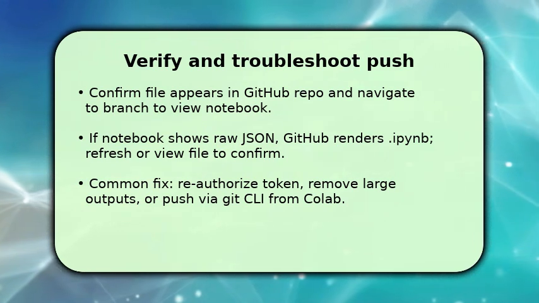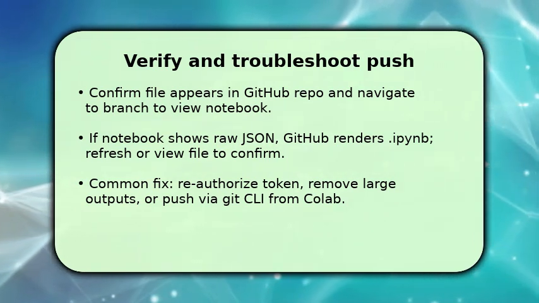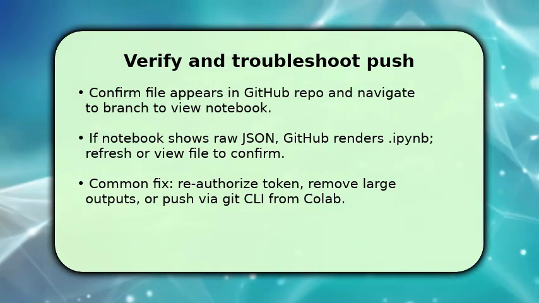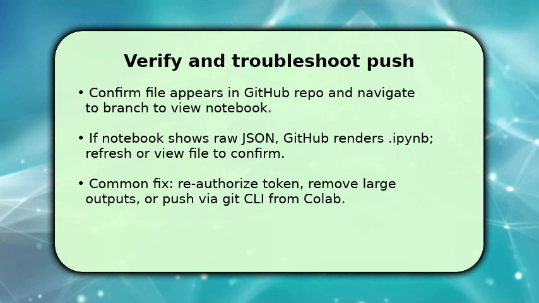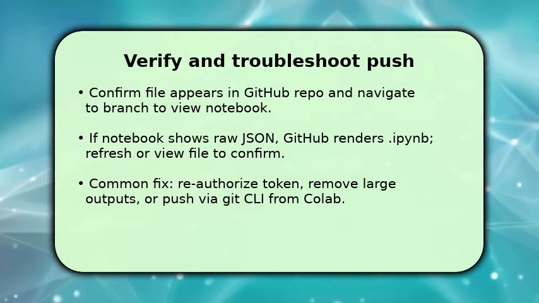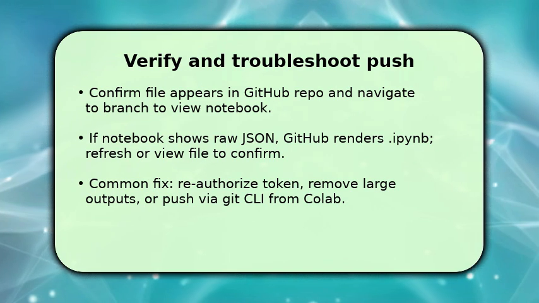If the save failed, reauthorize the GitHub integration or recreate a personal access token and push again. Make sure large outputs or secrets aren't blocking the push. If needed, strip outputs and use the git command line from Colab to retrieve.